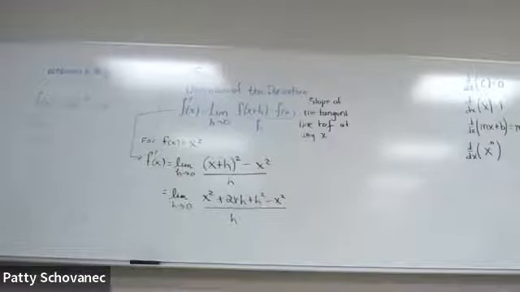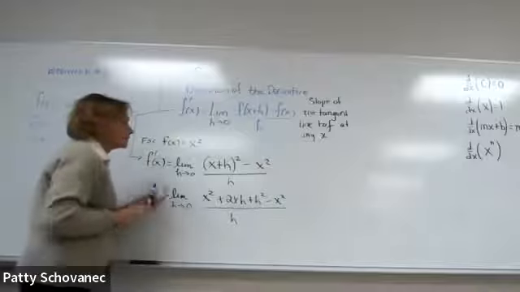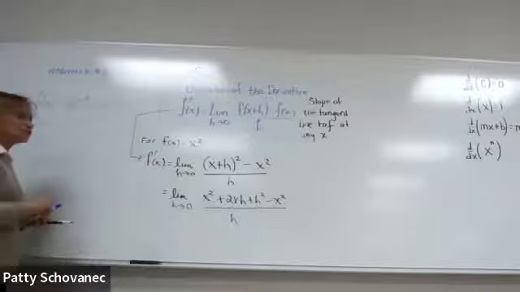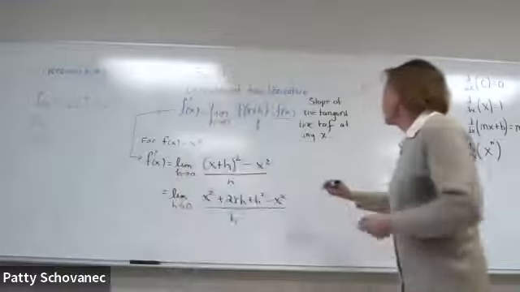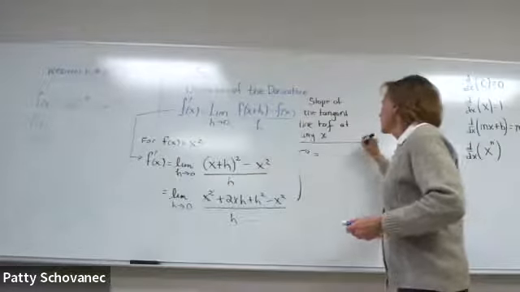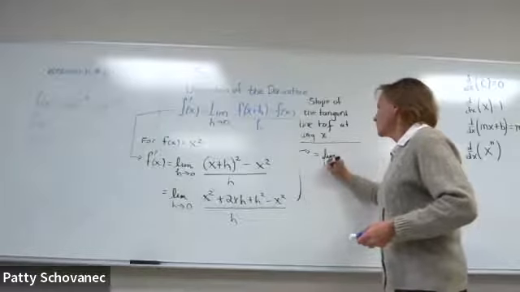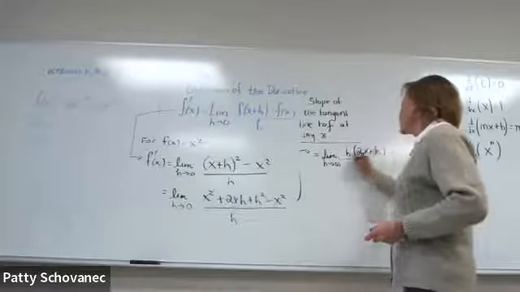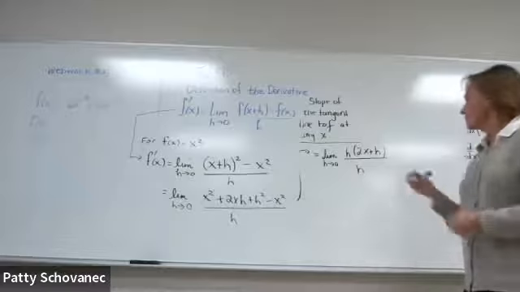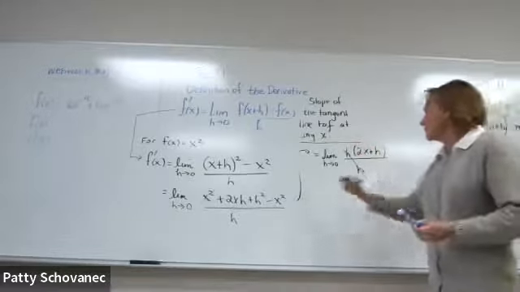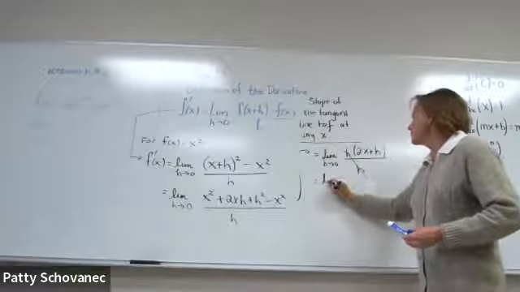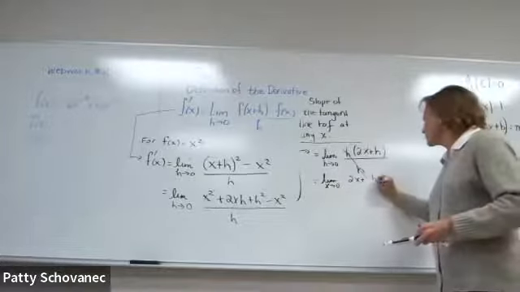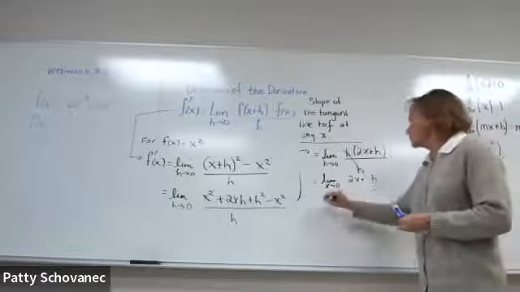The x squared in the front cancels out with the x squared in the back. The terms that are left have a common factor of h. So I'm going to take an h out of each spot. So I got h times 2x plus h over h. Cancel those h's. Take the limit as h goes to 0 of 2x plus h. H is going to 0, so this term is going to vanish, and we're left with 2x.